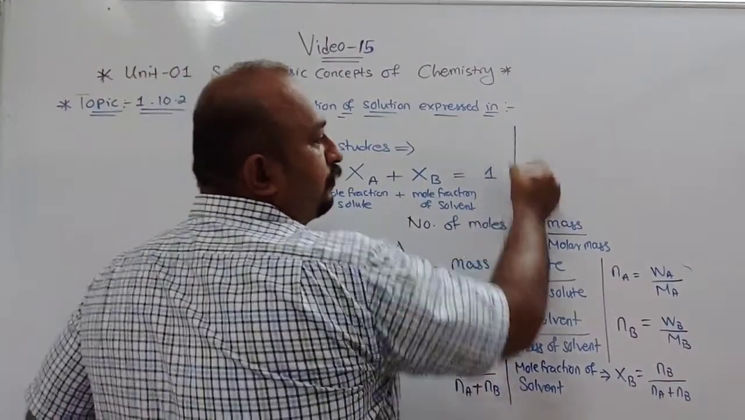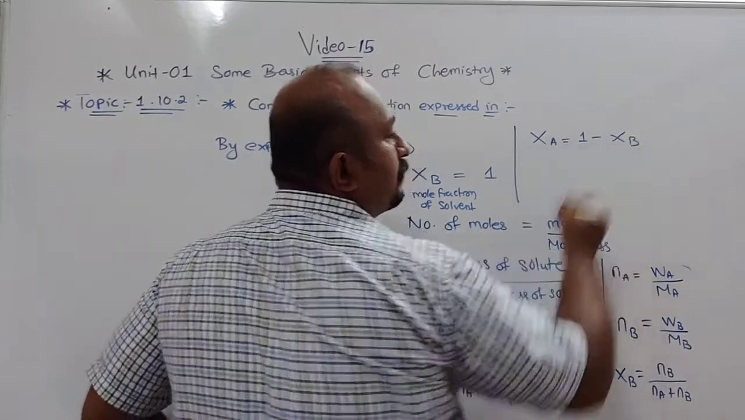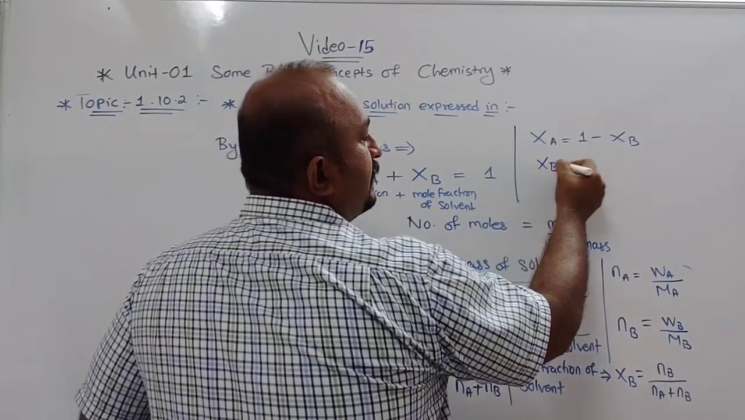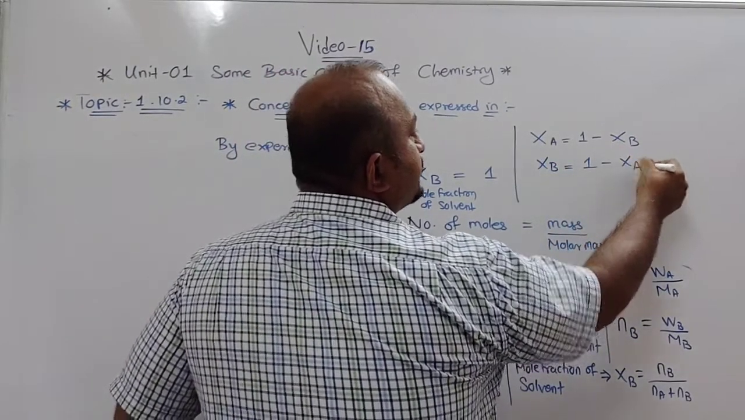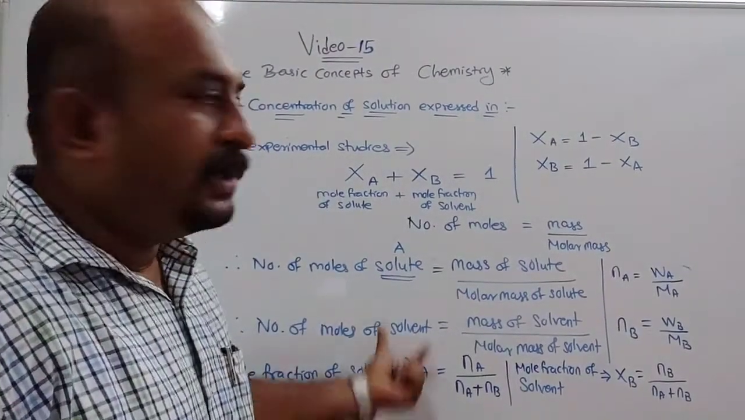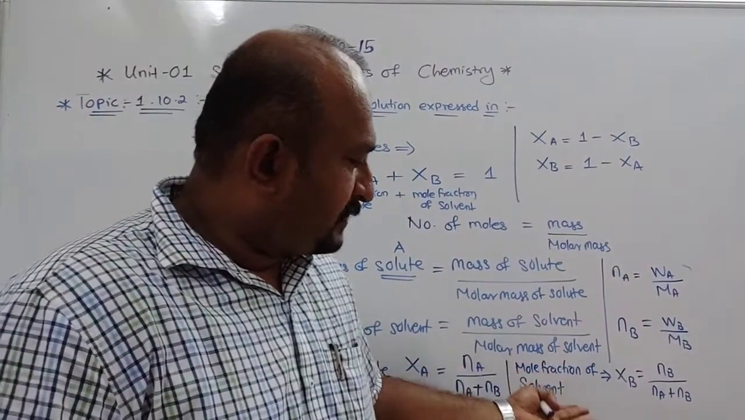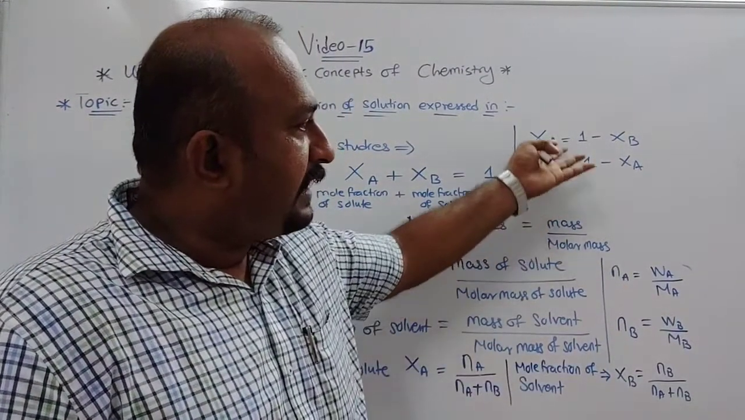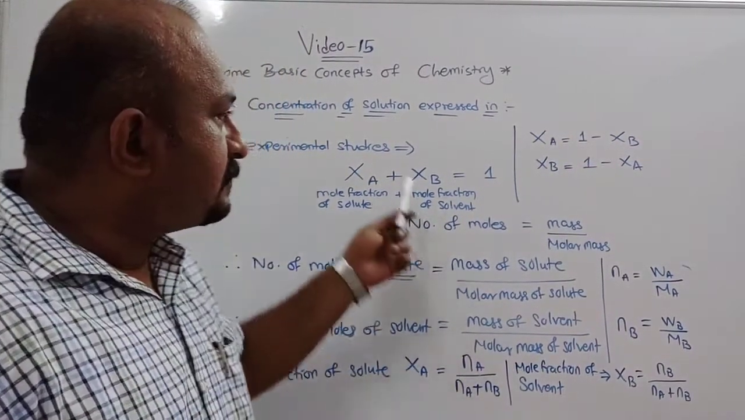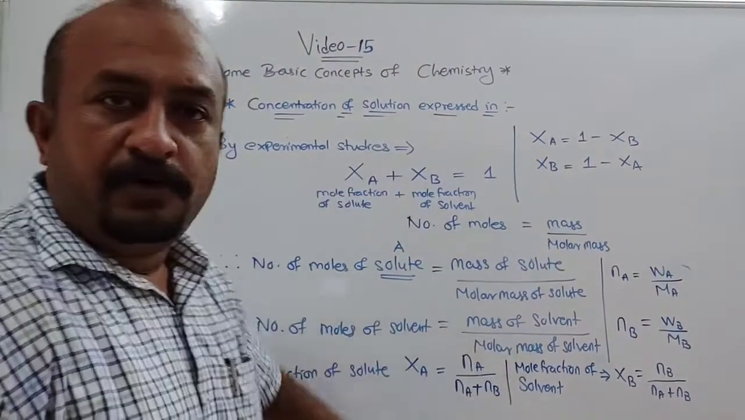So from this you get two formulas. If I want to find XA, it will be 1 minus mole fraction of B, that is solute. And if I want to find XB, it will be 1 minus XA. So these two formulas you can derive. If you know the mole fraction of solute, you can find the mole fraction of solvent, and if you know the mole fraction of solvent, you can find the solute's. This is based on the experimental data I was talking about. So this is all about mole fraction.